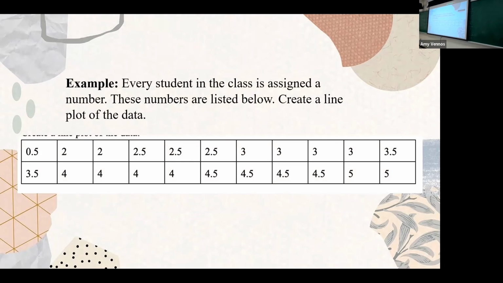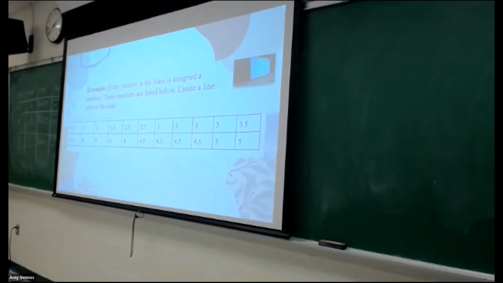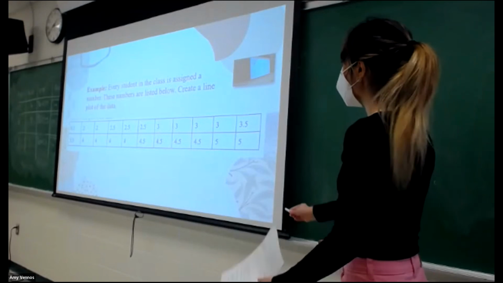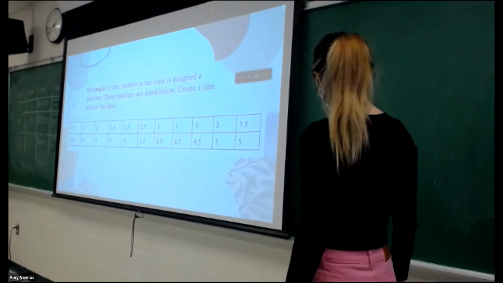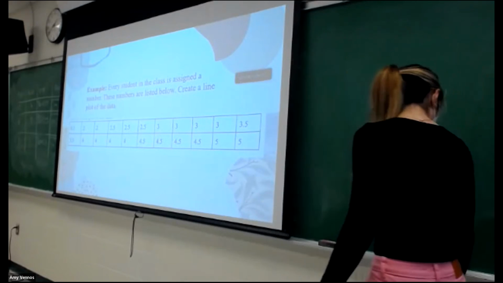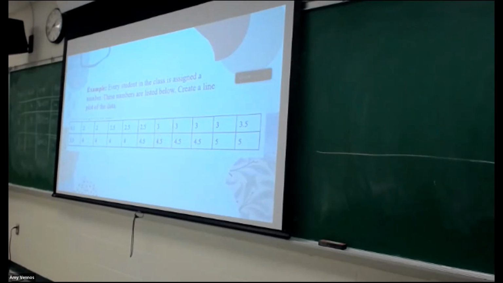So let's take a look at line plots. I'm actually going to unshare this screen because the video gets all tiny when I do it. Okay. So in this example, every student is assigned a number, and the number is listed below. We just want to create a line plot of a data set. So what we want to do is make a big line at the bottom of our graph, and this is going to be a number line.